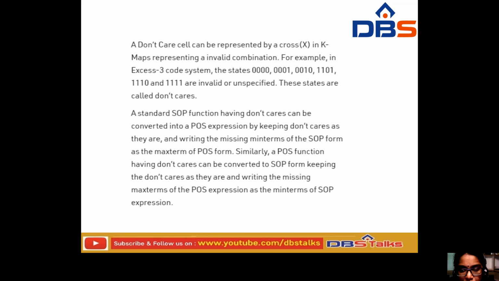A don't care cell can be represented by a cross mark. If a particular cell does not have any variable, it is indicated by a cross mark in the K-map.